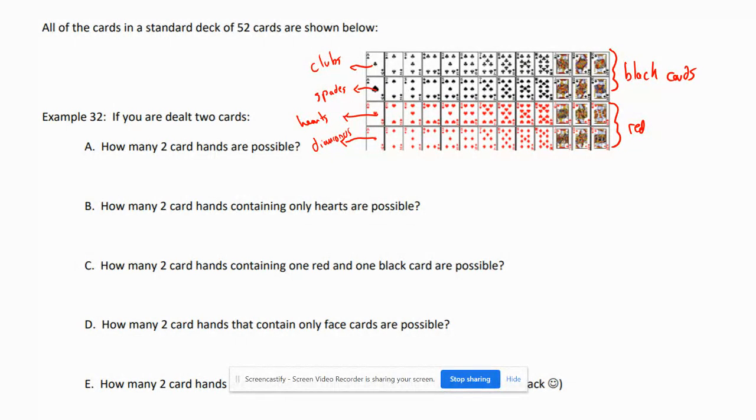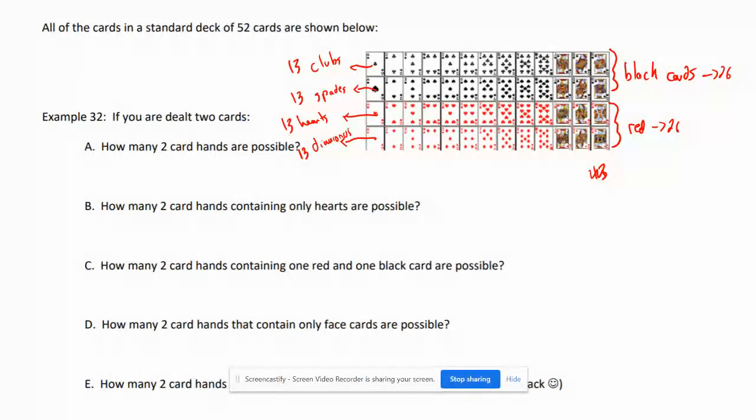Okay. Now if you count them, you have ace to 10, there's 10 cards there, 11, 12, 13. So you have 13 clubs, 13 spades, 13 hearts, and you have 13 diamonds. Okay. You have 26 red cards, and you have 26 black cards.